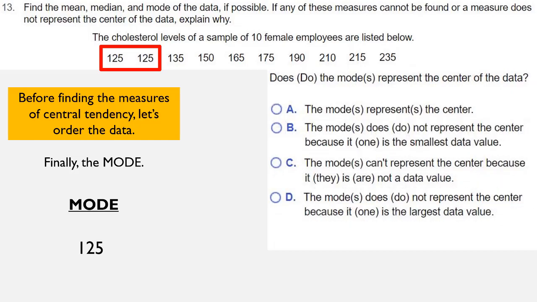Does the mode represent the center of the data? Well, this time, the mode is the smallest of all the data entries. So 125 can't represent the center because it is all the way to the far left of the data entries. So the correct answer here is choice B. The mode does not represent the center because it is the smallest data value. That's your answer.